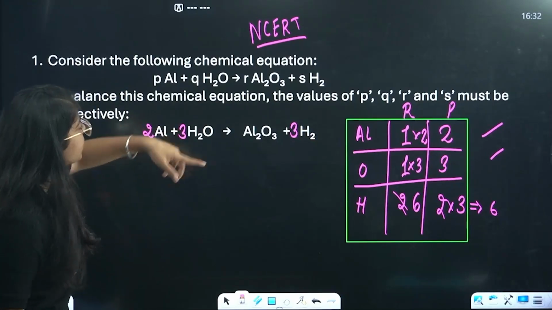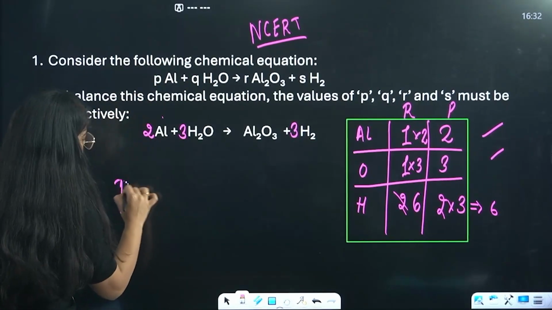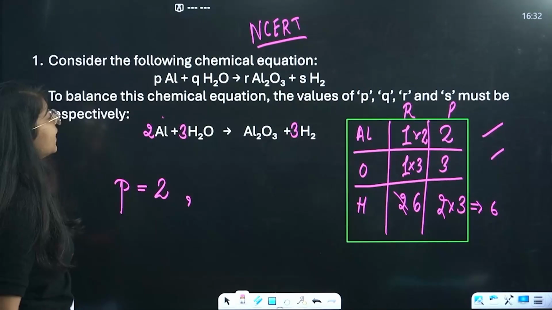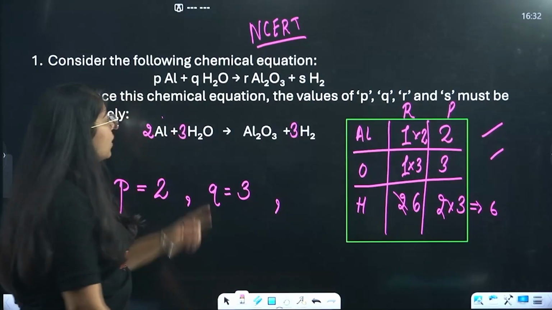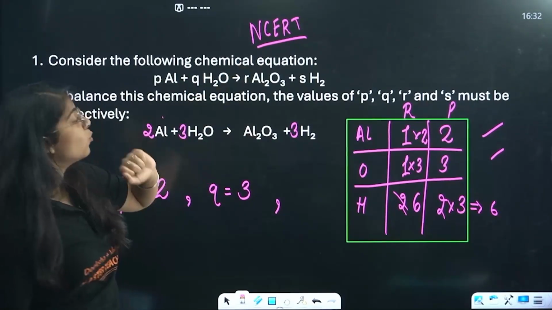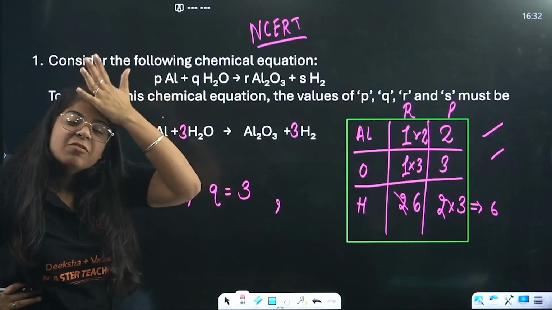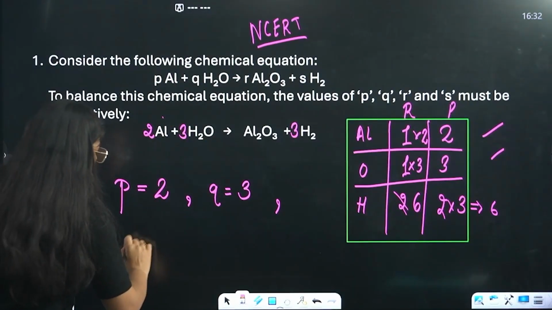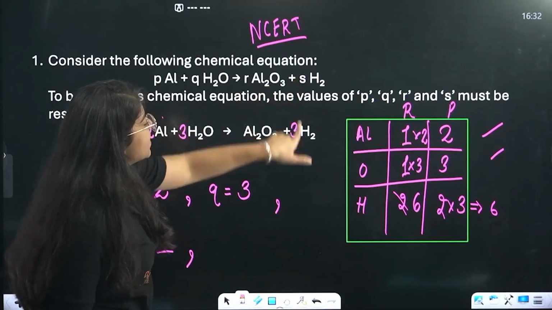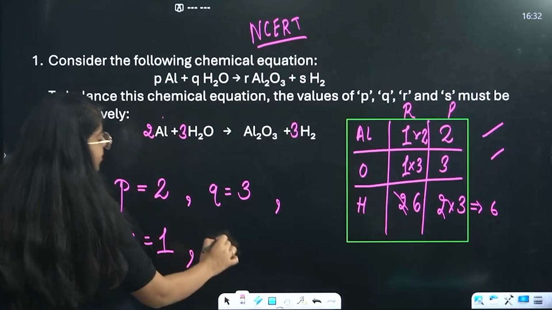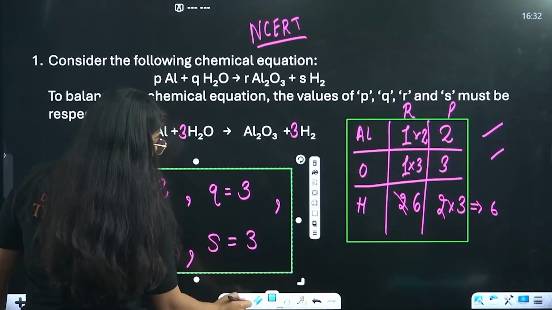Okay, now compare this equation with the upper one. Aluminium has P, aluminium has 2. So P will be what? P will be 2. Right? Then Q will be what? Q will be 3. Q will be the coefficient with water, that is 3. Then R is Al2O3. There's nothing written with Al2O3. So will you write 0? No ma'am, we will write 1. R will be 1. And then we have S in the place of 3. Right? So S is again 3. So this is your final answer.